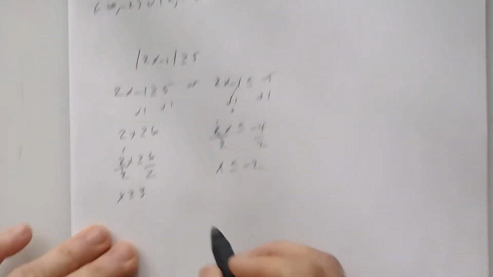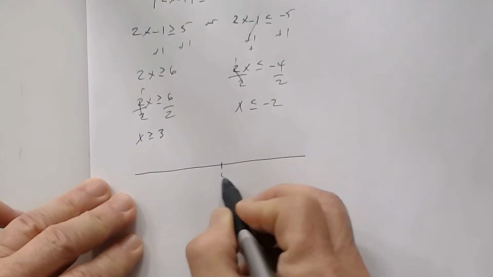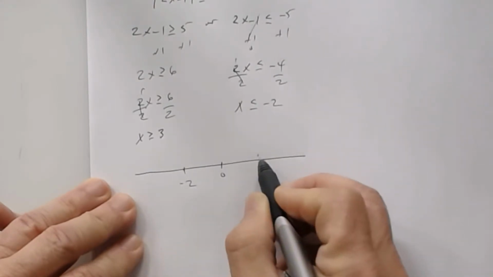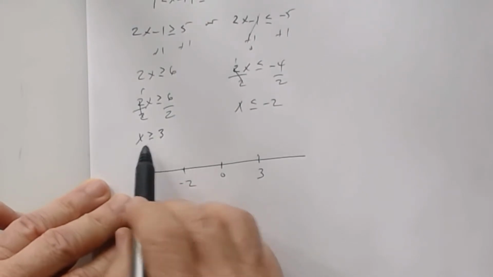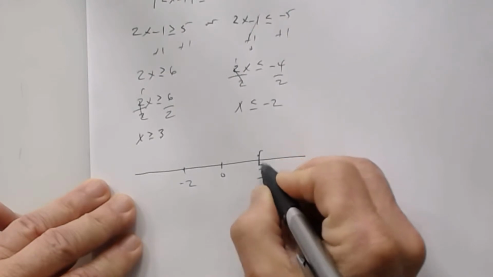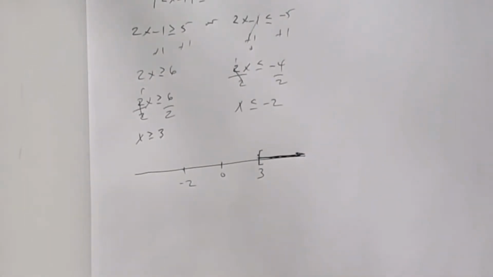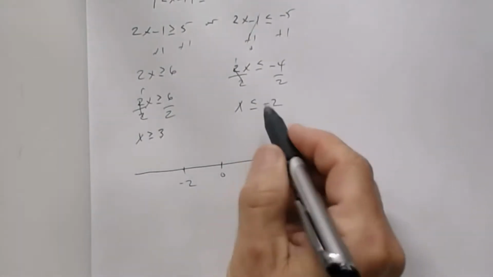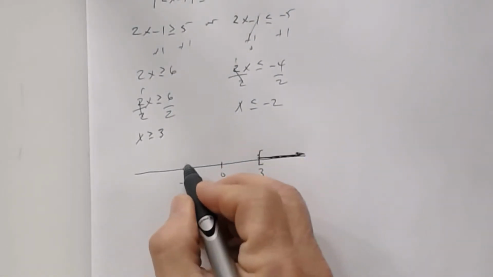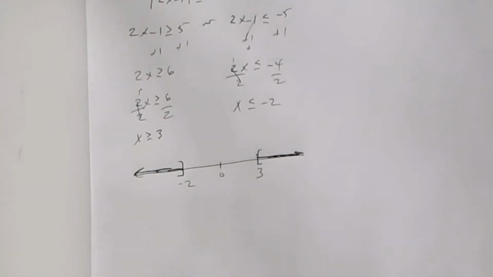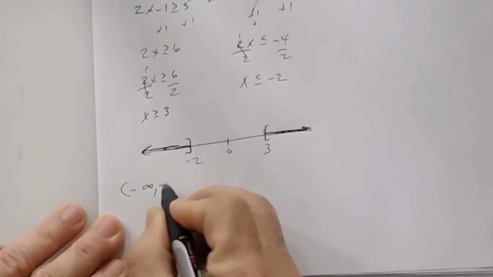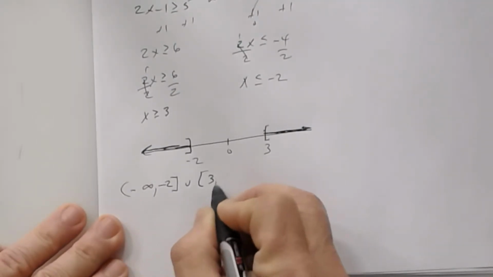So in terms of your number line, here's 0, here's -2, here is 3. So this says that part of my solution would be any number bigger than or equal to 3, right? So bracket 3 to infinity, and over here it would be any number less than or equal to -2, just like this. So then in interval notation, you would say -infinity, parenthesis, to -2 with the bracket, union, bracket 3 to infinity.